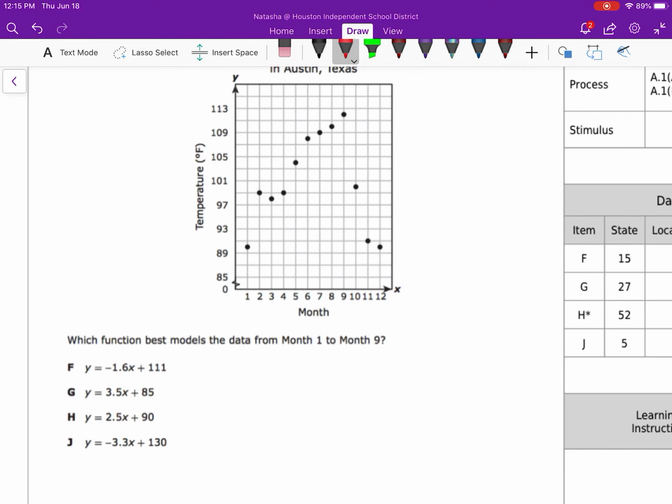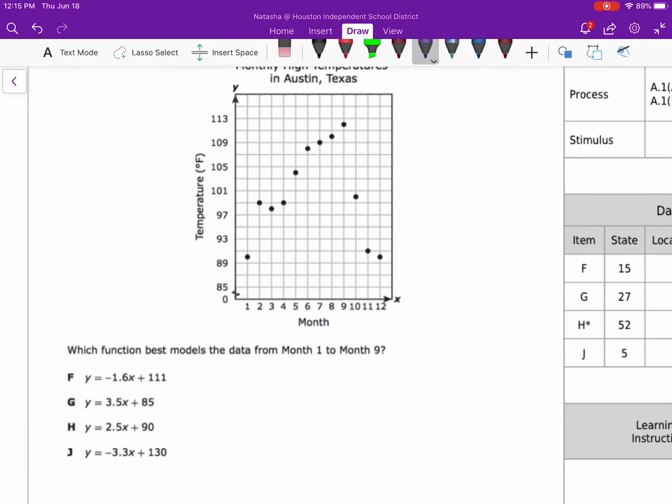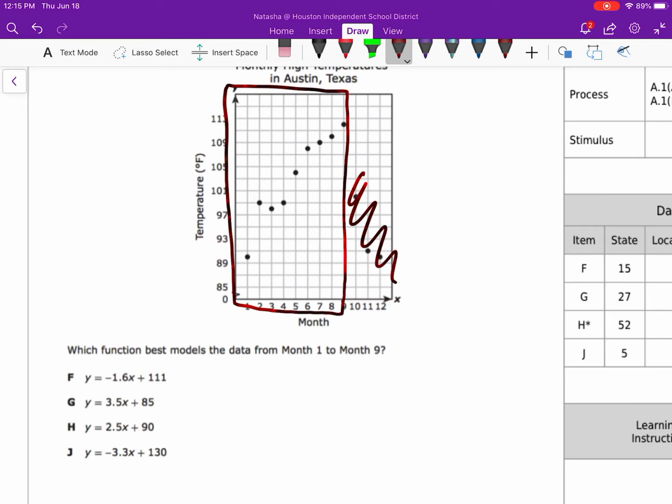So in this question, we're looking for a line of best fit. We're looking at a line of best fit between 1 and 9 months. So we're looking from here. 9 months is this window. So we're only looking at this window in here. We're not looking at those data, so don't get confused by that data.